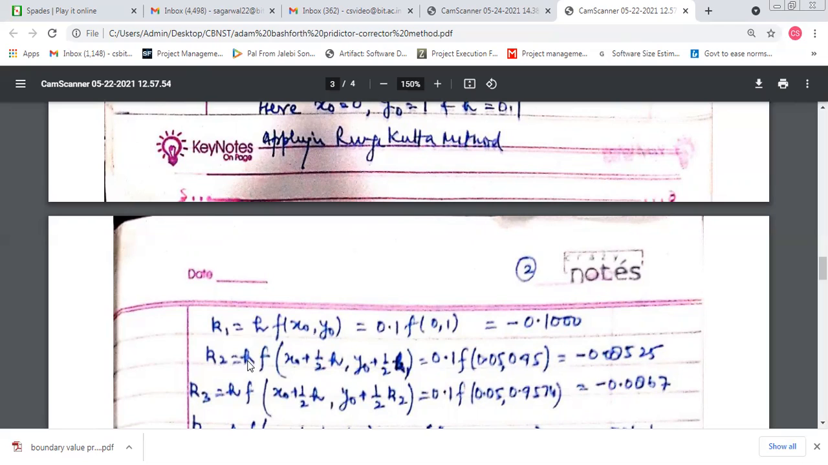And the value of k2 is h into f(x0 plus h by 2, y0 plus 1 by 2 k1). So x0 plus 1 by 2 h is equal to 0.05 and y0 plus 1 by 2 k1 is minus 0.100. So y0 is equal to 1 and 1 by 2 k1 is equal to this one. So when we subtract it, we will get 0.95.